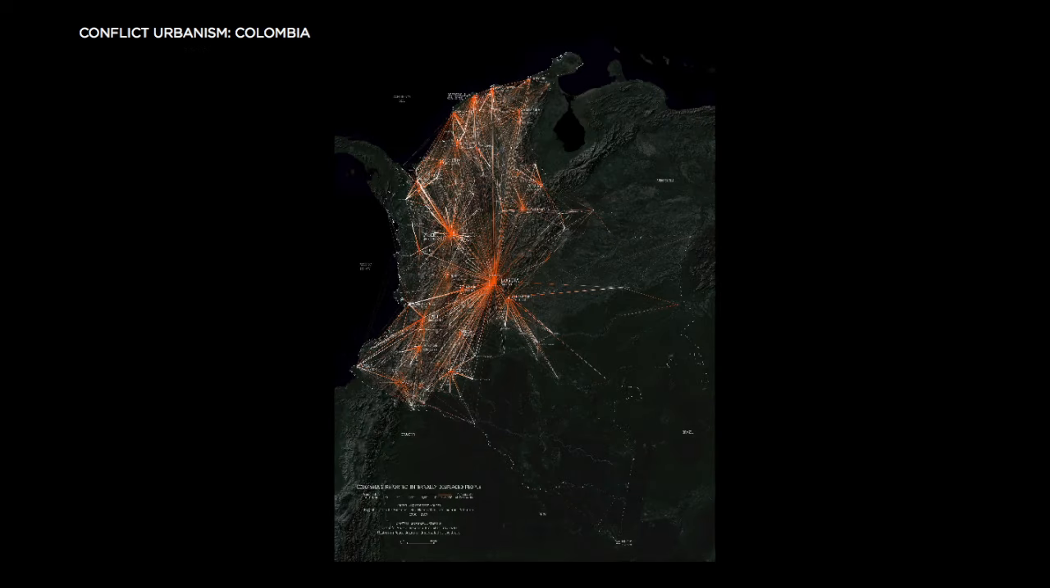And this one is a project we're currently working on. You can't see that well. It's a map of Colombia, and what's showing is internal displacement in the country.